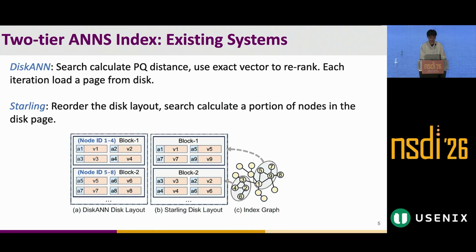Here I introduce several index algorithms. The first one is colocation, and the second one is reordering. For colocation, it stores the node's exact vector and graph data on the same disk page. By this approach, we only need one disk access to load both the exact vector and the graph data from disk. Reordering, built upon colocation, reorders the disk layout to increase the data locality on the disk page. This is the existing system for the two-tier ANN index.